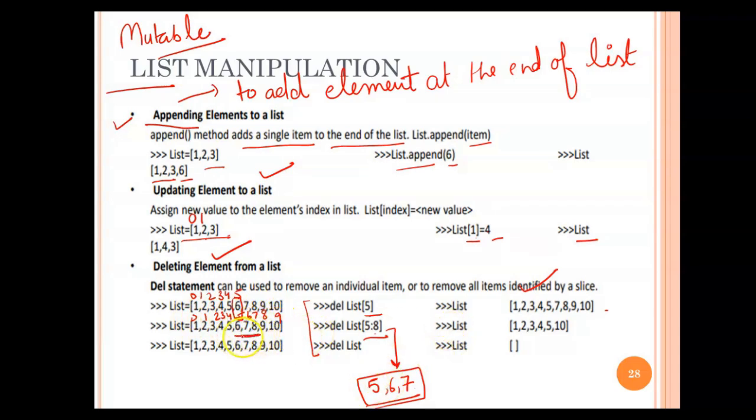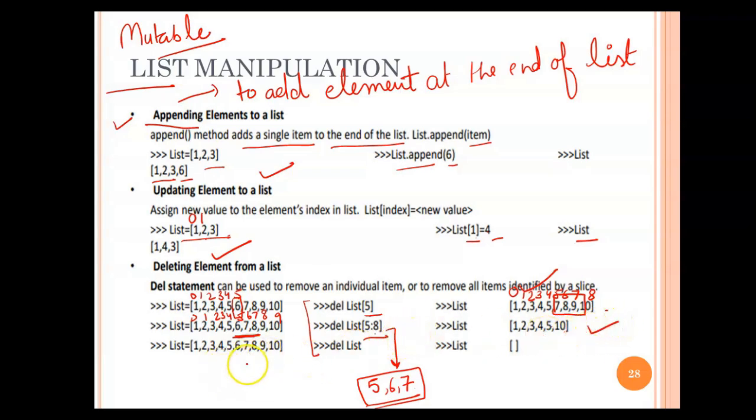These are the elements 6, 7, 8. The element 6 is already removed, so we are working with respect to the updated list: 0, 1, 2, 3, 4, 5, 6, 7 and 8. So the elements at positions 5, 6, 7, which are 7, 8, 9, will be removed. You have 1, 2, 3, 4, 5 and then 10. So this is the final one.